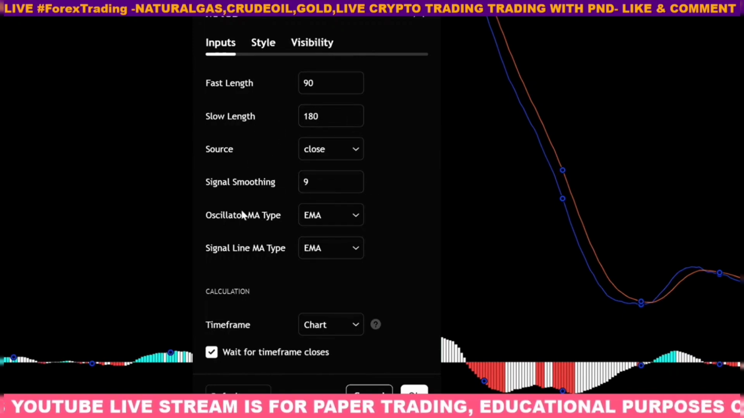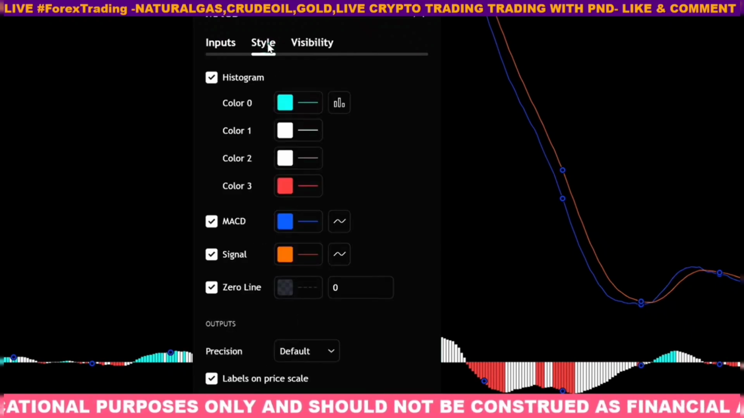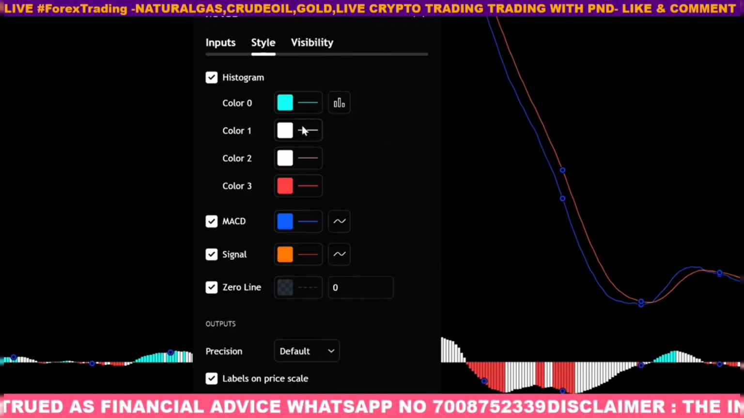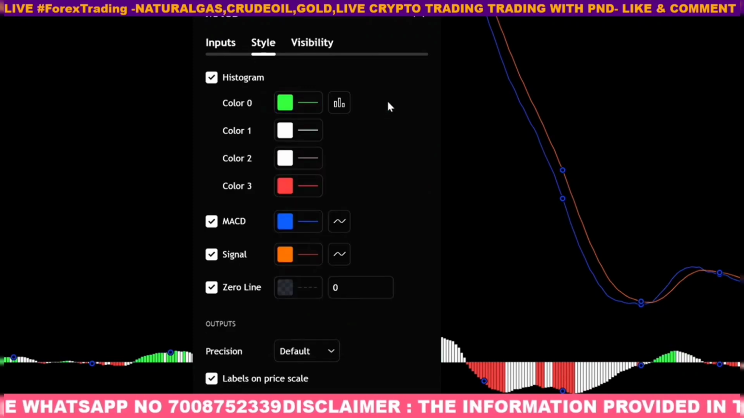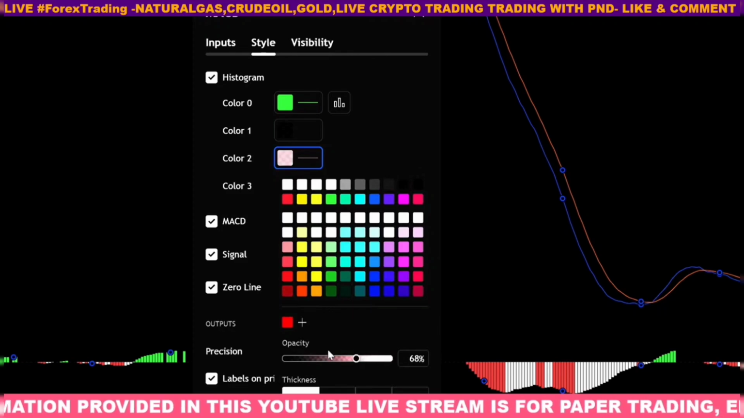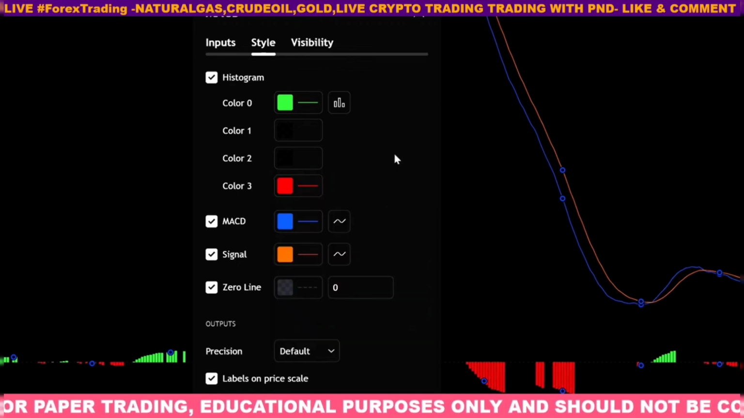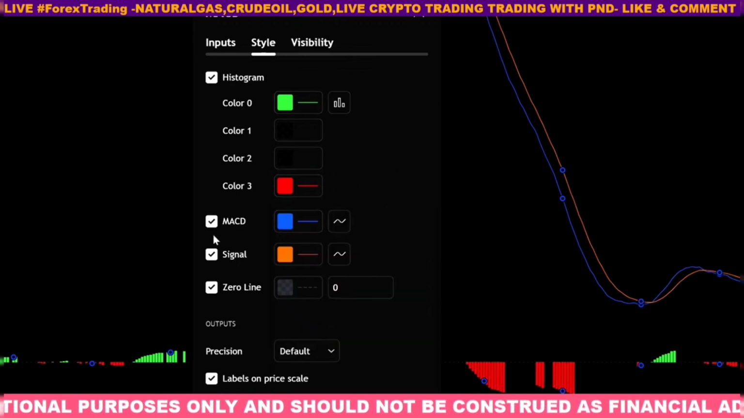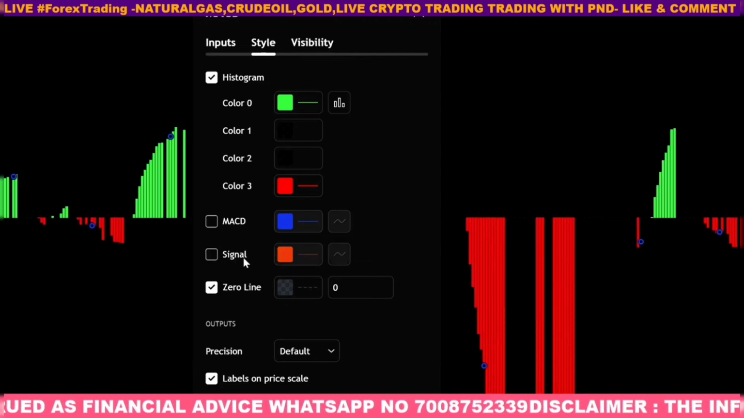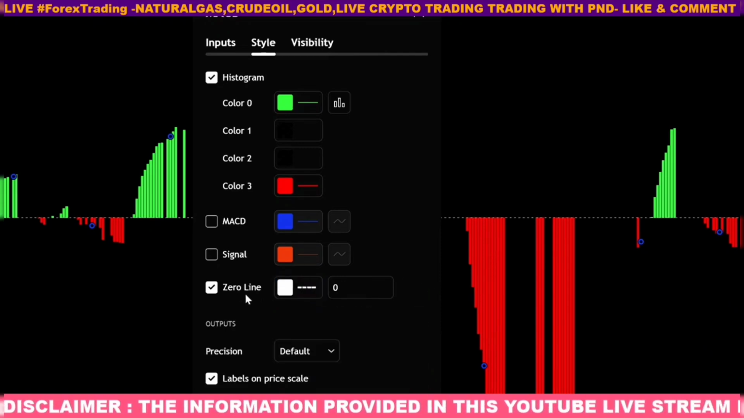Now, let's head over to the style tab. We want the histogram to be displayed as columns. We're going to make color 0 green, disable color 1 and color 2 by turning their opacity down to 0, and then make color 3 red. This makes it super easy to see bullish and bearish momentum. To keep things simple, let's also disable the MACD and signal line. Finally, you can make the zero line a little more visible if you like.